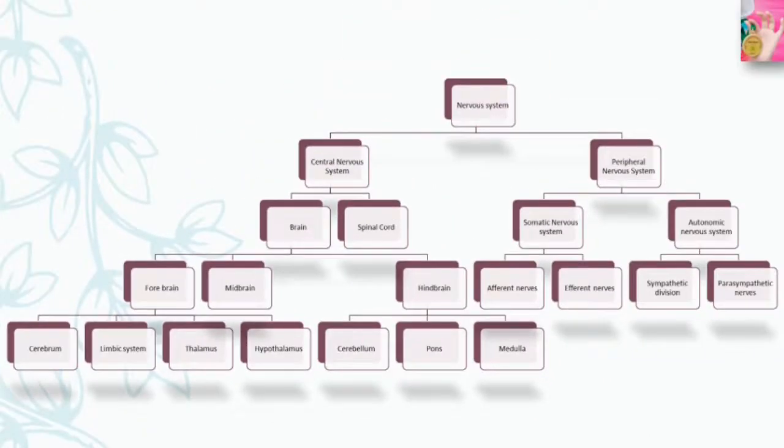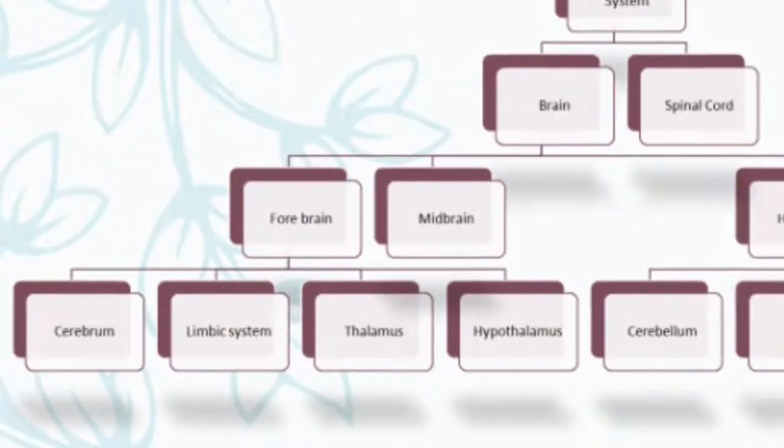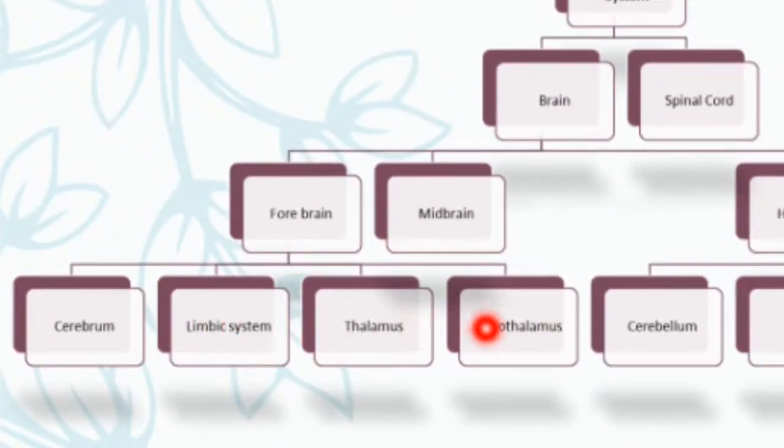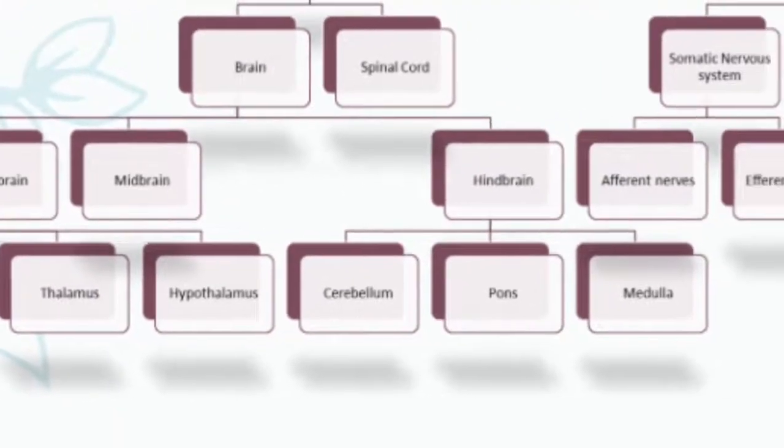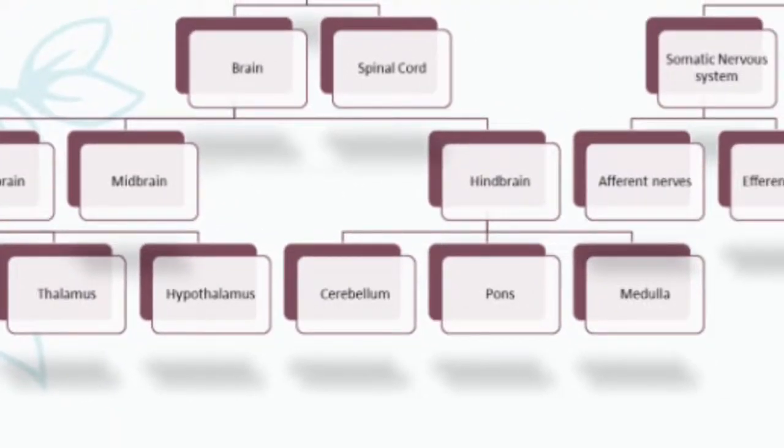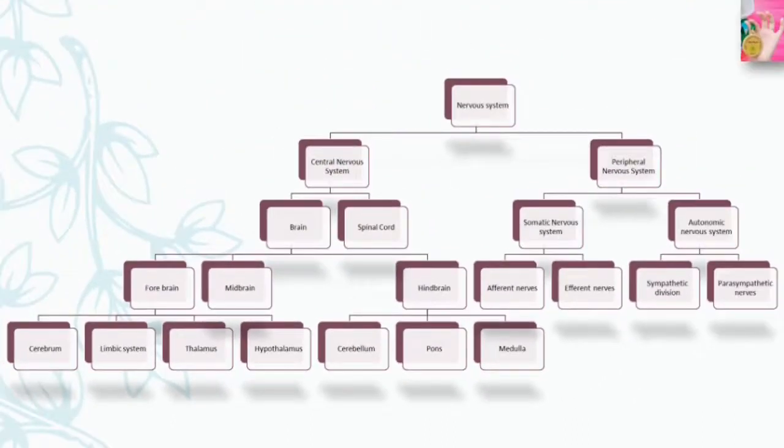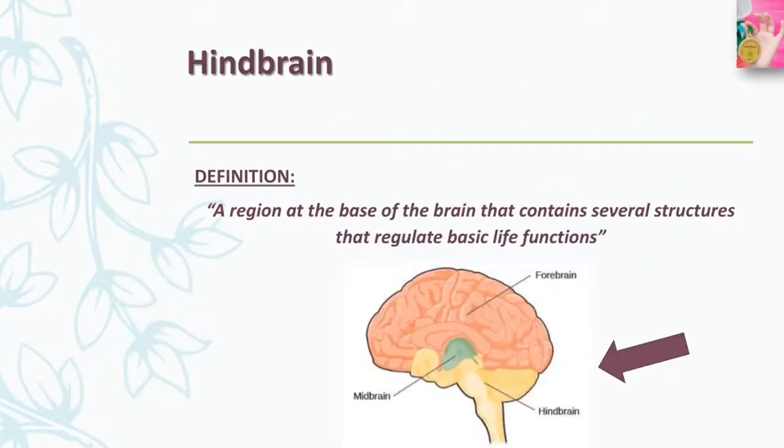So far we have discussed the nervous system, central nervous system, brain, forebrain, and midbrain. In the forebrain, we have discussed the cerebrum, limbic system, thalamus, and hypothalamus. In the midbrain, we have discussed the reticular formation, and we will also discuss the reticular formation in the hindbrain. In the hindbrain, we will discuss the cerebellum, pons, and medulla. The point to be noted is not to get confused between the cerebrum and the cerebellum, because the cerebrum is part of the forebrain, whereas the cerebellum is part of the hindbrain. Now let's start with the hindbrain.